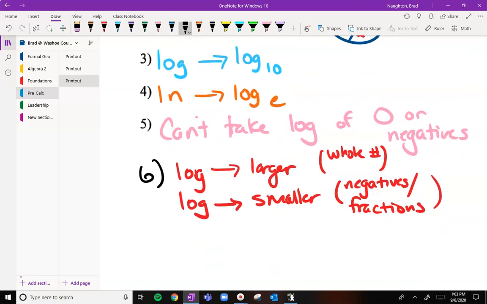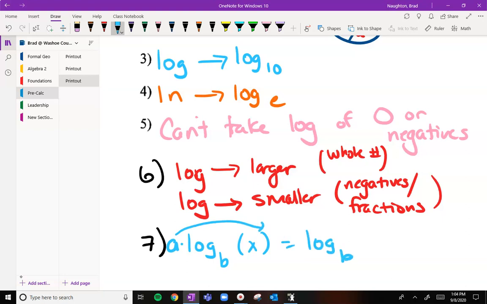Another thing I would write down, but again, you're writing down stuff that you think is important, is that power rule that we talked about. If you have log base b of x, that's what we started with, and you have a number in front, then this can move to become log base b of x to the a. So you can move that number in front. We called it the power rule in Algebra 2.